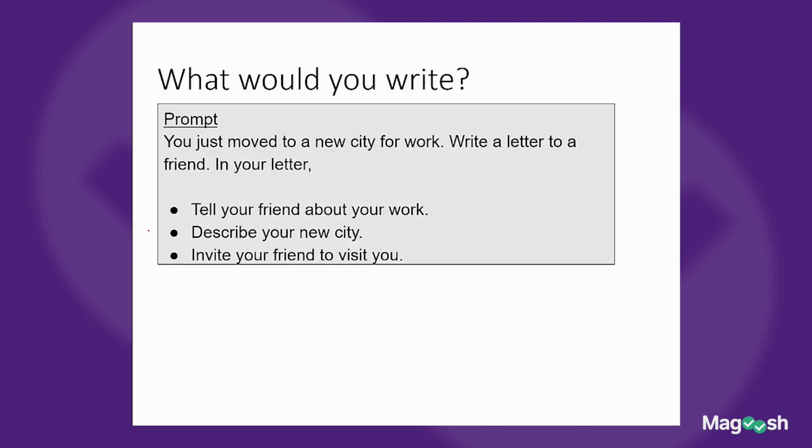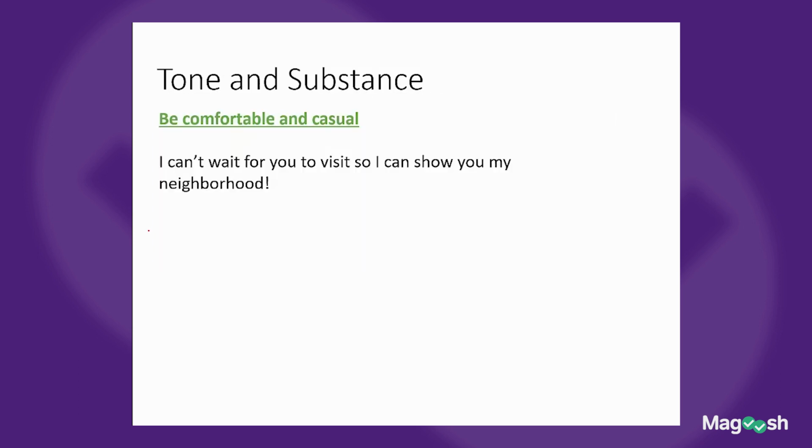Okay, now let's take a look at the informal letter and the points we discussed earlier in the lesson about how to respond appropriately to informal prompts. So remember, we said it's important to be comfortable and casual with the person you're writing to. Okay, so it would be perfectly fine to say something like, "I can't wait for you to visit so I can show you my neighborhood," right? Showing excitement. That is something you would really say to a friend you haven't seen for a long time, or somebody who's coming to visit you in your new city.